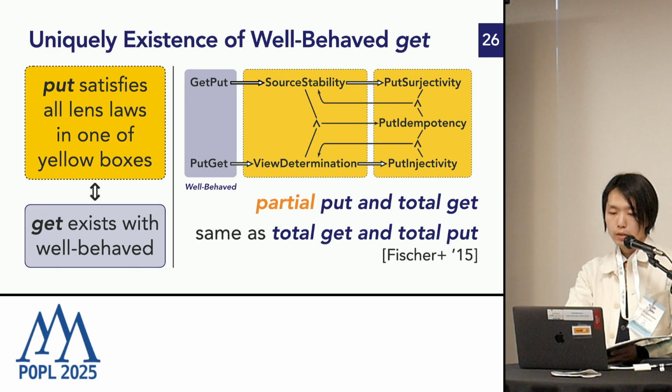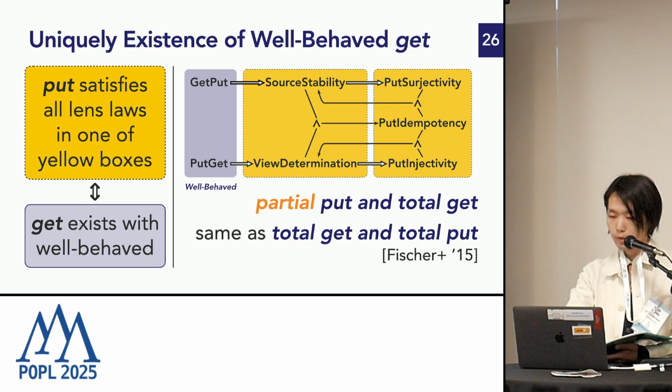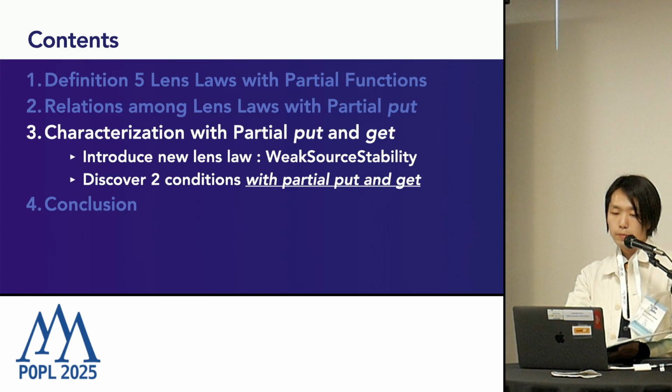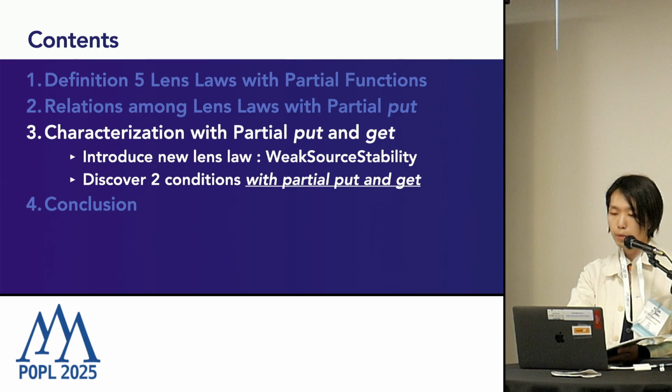However, what if we consider the case when both get and put functions are partial? This is the most important question in our study. Now, in this part, we consider the case where both get and put functions are partial. To come to the point, we show that the similar condition given by Fischer et al. does not hold. To remedy this problem, we introduced a new lens law and found a new condition with it.